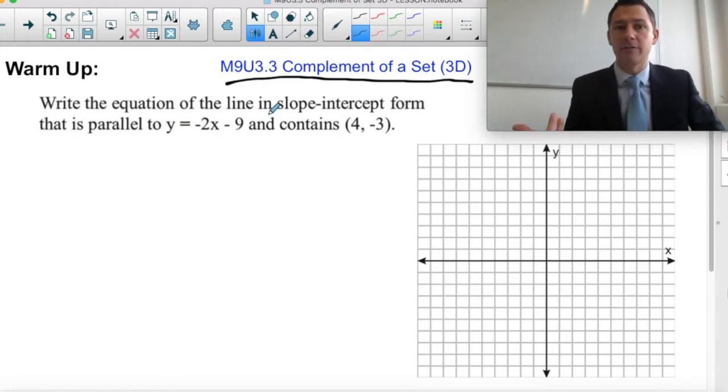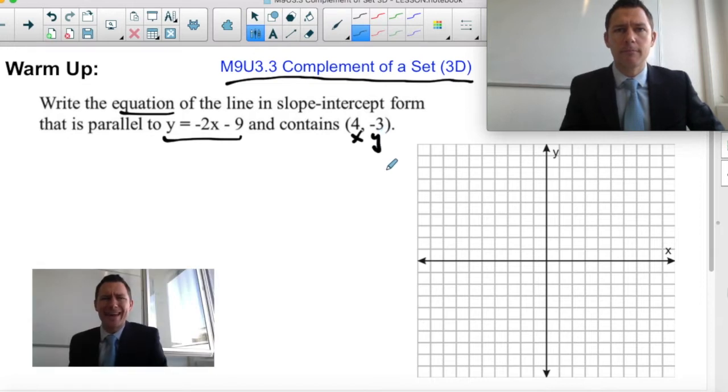I think you should pause me and try it on your own, and then unpause me and I'll show you how to do it. But try it on your own so you make those connections. We want an equation for a line that's parallel to this one and goes through this point, x and y. Pause me and try it.